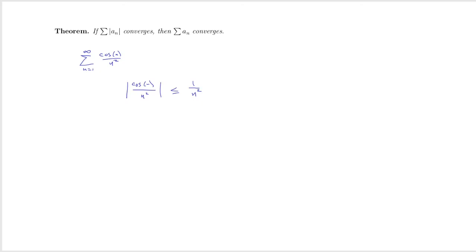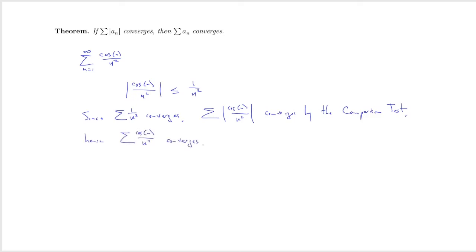So the absolute value of cosine of n over n squared is always less than or equal to 1 over n squared. And since we know that the sum of 1 over n squared converges, this tells us that the sum of the absolute value of the cosine of n over n squared converges by the comparison test. And that's enough to tell us that the sum from n equals 1 to infinity of the cosine of n over n squared converges by the theorem above. Since the series converges absolutely, it converges.